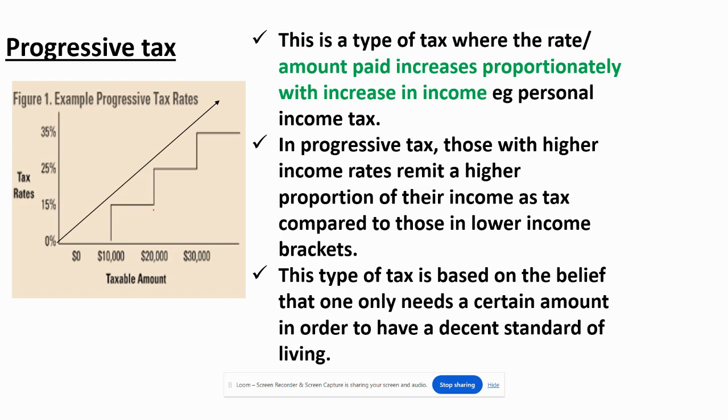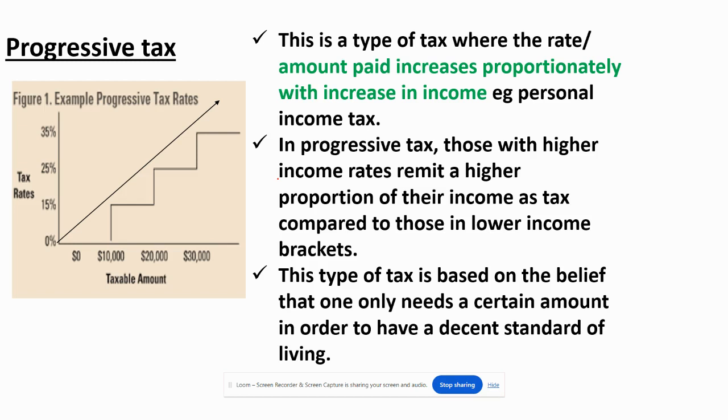income as tax. Those people who are earning 20 to 30,000, they pay 25% of their income as tax. And those people who are earning 30,000 and above, they are paying 35% of their income. So in this case, the amount they are paying increases proportionately with an increase in income. So in progressive tax, those with higher income remit a higher proportion of their income as tax compared to those in lower income brackets. That is in terms of percentage.